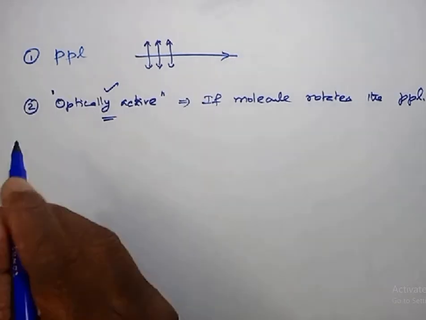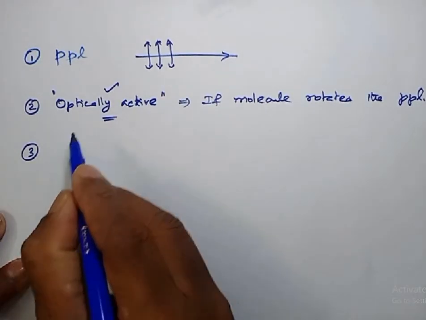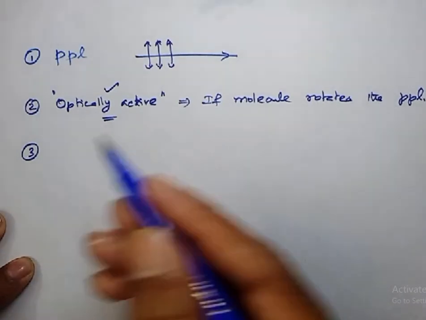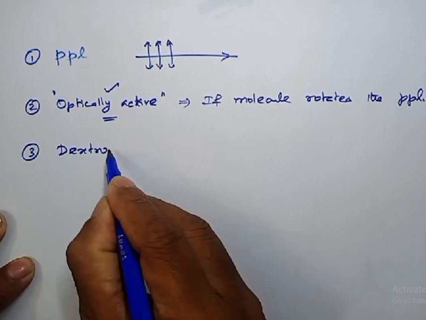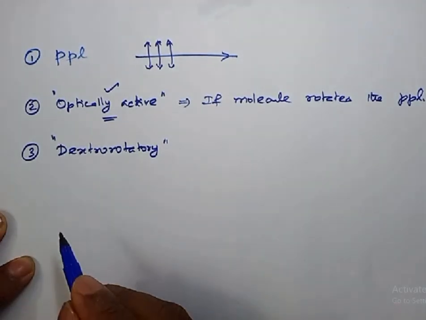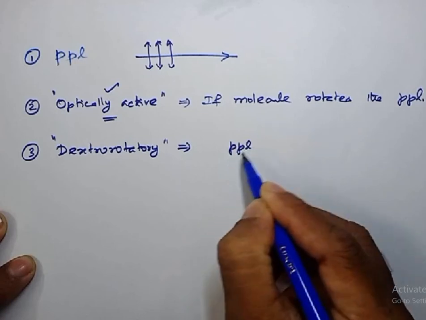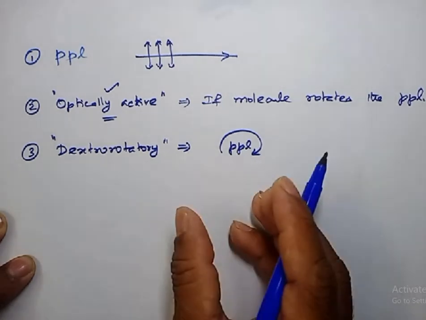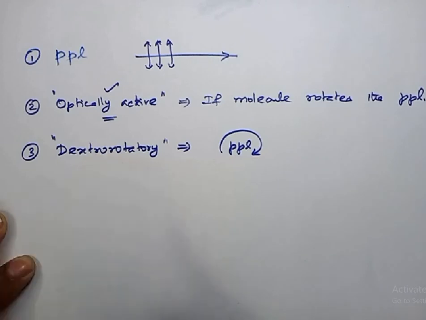Then the next important point is this. If a molecule is optically active, it may rotate the light clockwise or anti-clockwise. If it rotates the light clockwise, then we call the molecule dextrorotatory. Dextrorotatory means it rotates the plane polarized light clockwise. So if a molecule rotates the plane polarized light in the clockwise direction, we call that molecule dextrorotatory.